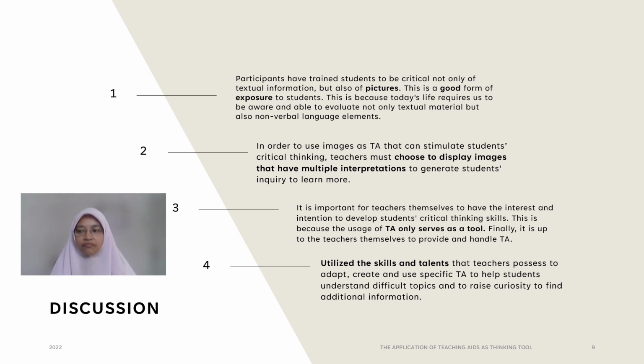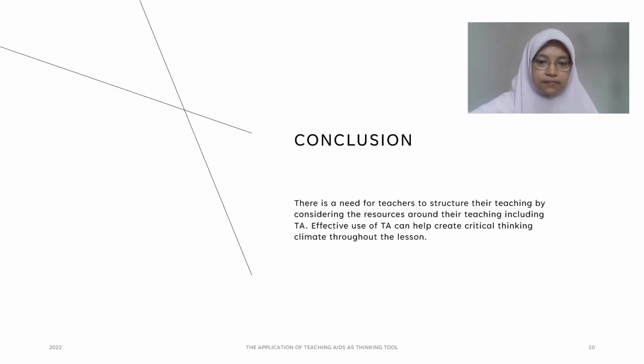However, the goal of using teaching aids is in the framework of generating critical thinking of students through characteristics that meet the multiple intelligences of students, facilitating students' information gathering and helping students to express and formulate ideas. As a conclusion, there is a need for teachers to structure their teaching by considering the resources around their teaching, including teaching aids. And the effective use of teaching aids can help create a critical thinking climate throughout the lesson.